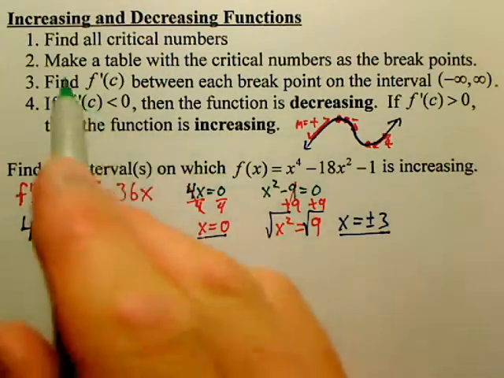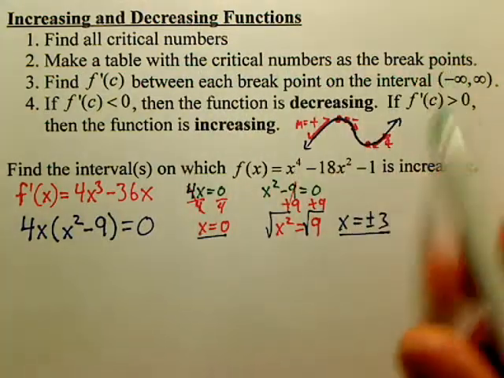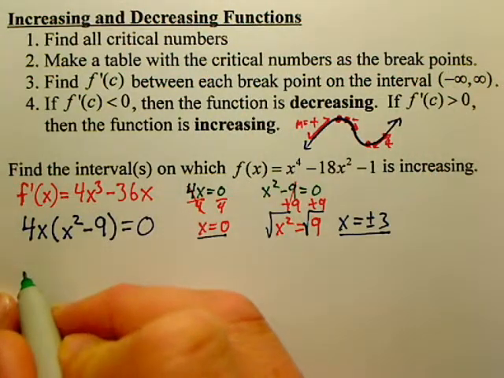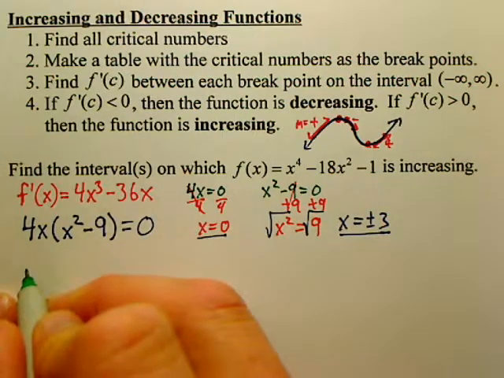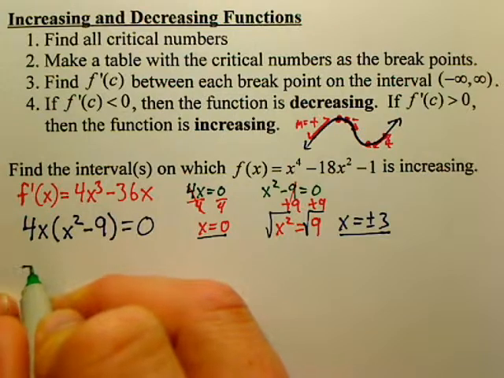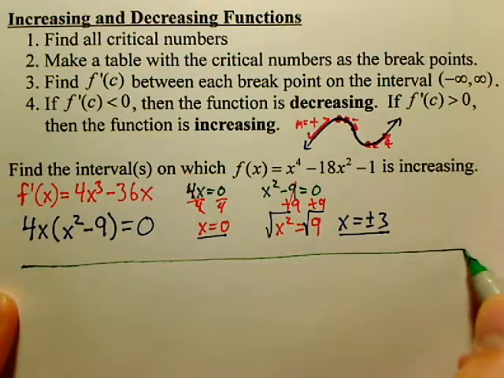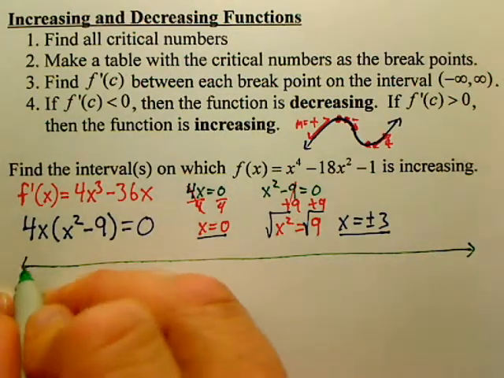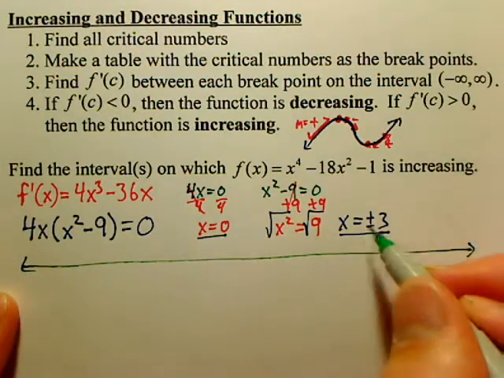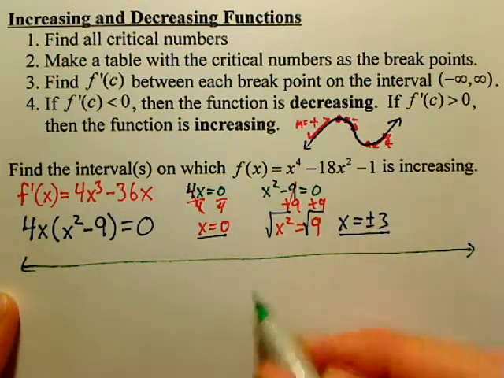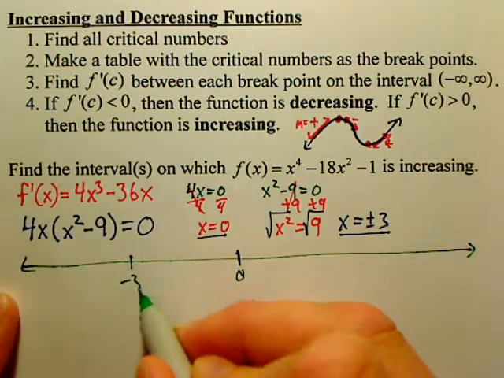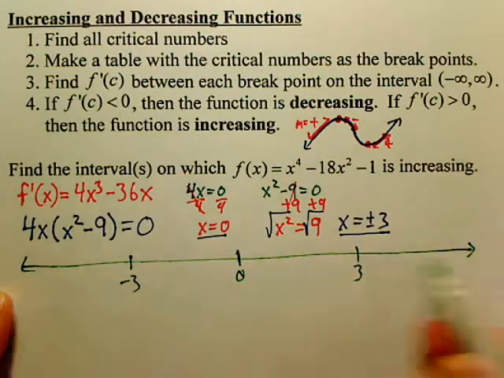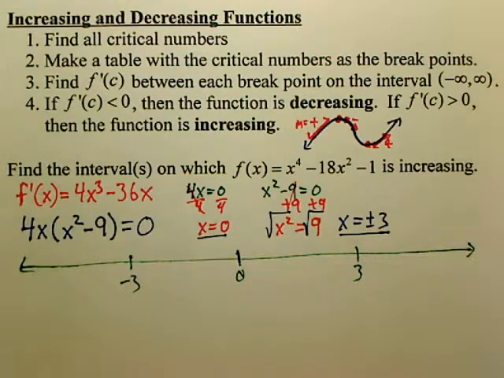Okay, next step. Make a table with the critical numbers as the breakpoints. And here's what I mean by a table. By the way, on this interval, you're going to make a table on the whole interval. So we're going to make it all the way across this page. And we're going to have a breakpoint at 0, negative 3, and 3. So I'm going to put 0 right in the middle. That's one break. I'm going to put negative 3 and 3. Think of it just as a number line. Okay, those are my breakpoints.